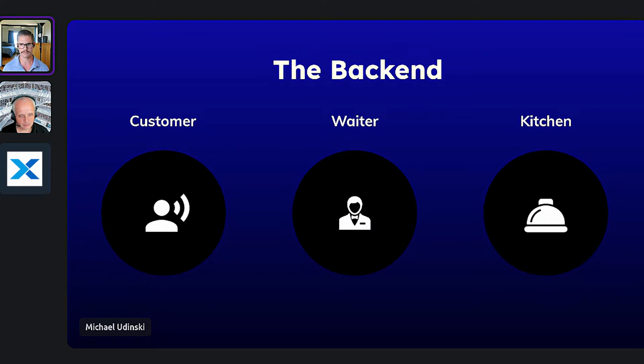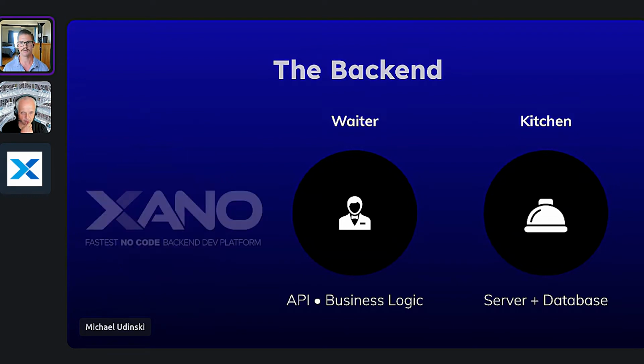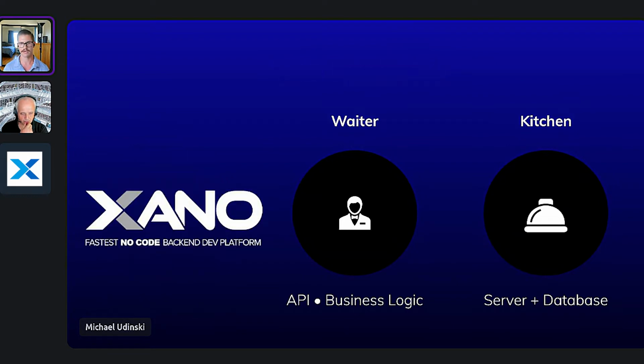So in terms of software, the customer is like your front end or your Bravo Studio mobile app. The waiter is the job of the API and business logic. It's like this messenger between your Bravo Studio front end and the backend database, being the kitchen, which also is the server. So when we talk about Xano as a backend, it plays the job of both the waiter, being that API and business logic, and the kitchen, being a scalable server and flexible database.